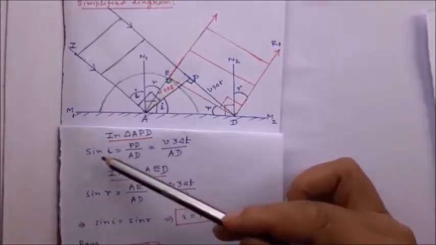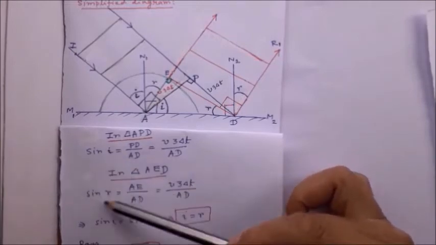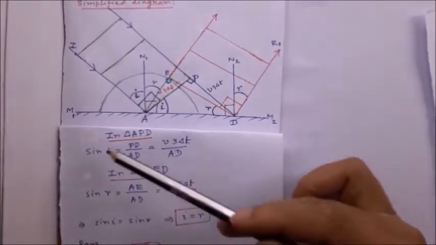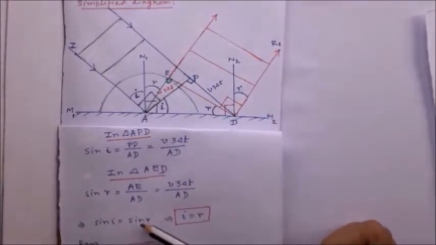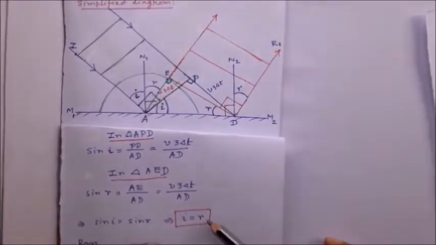Now it is time to take the ratio of sin I by sin R, and if we take the ratio of sin I by sin R, these sides being equal, we have sin I equal to sin R, from which we get simply I equal to R.